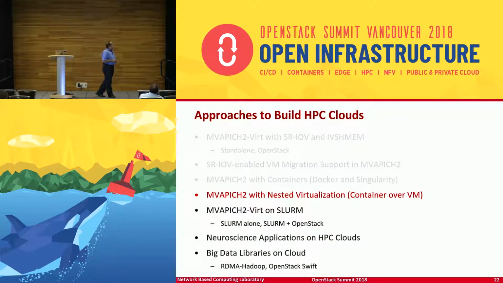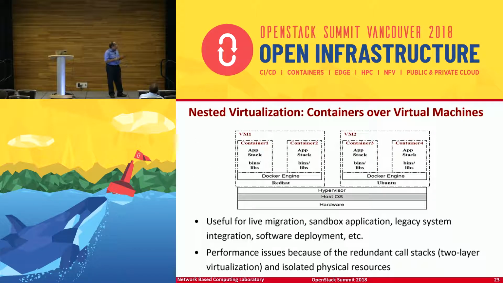So the question is, those are the easier ones. Then we moved to nested virtualization. What does nested virtualization mean? That means we are trying to have containers over VMs. So it is not only that the hypervisor is there, then the Docker engine, then there are containers, and then there are VM1 and VM2.